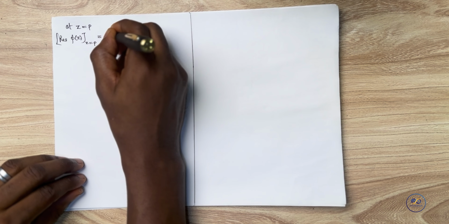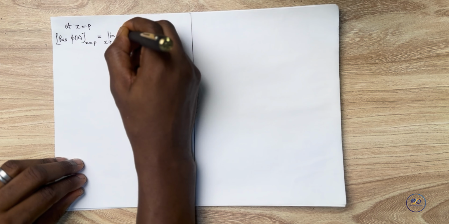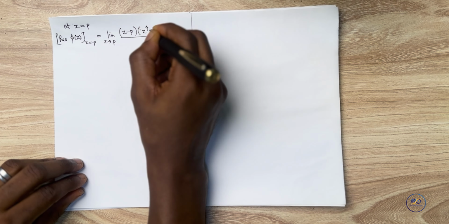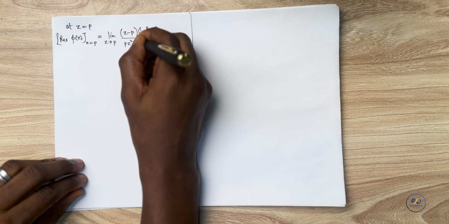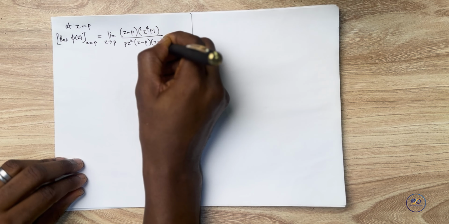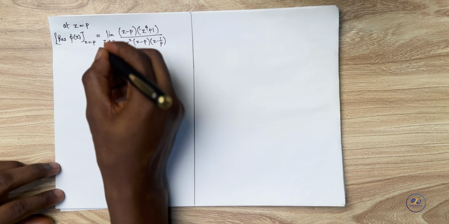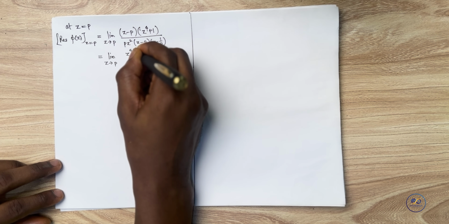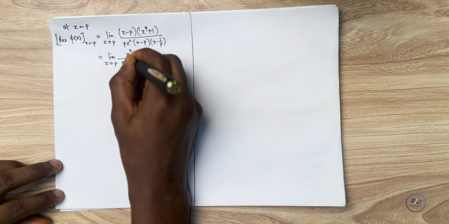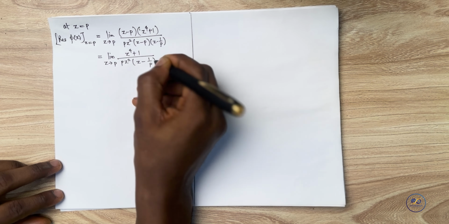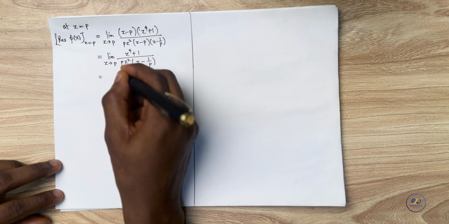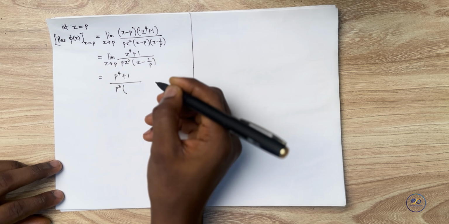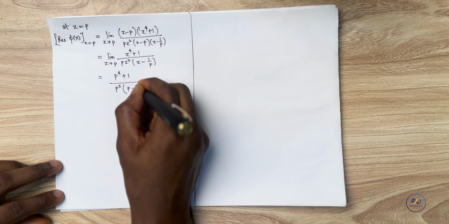So we have the limit as z tends to p of (z minus p) multiplied by z raised to the power 4 plus 1 divided by p z squared (z minus p)(z minus 1 over p). Of course, that's the value of phi of z. So from here, we can simply evaluate this as the limit as z tends to p of z to the power 4 plus 1 divided by p z squared (z minus 1 over p). Now, if we put in our value, we'll see that this evaluates into p raised to the power 4 plus 1 divided by p cubed, into this representation, which is p minus 1 over p.